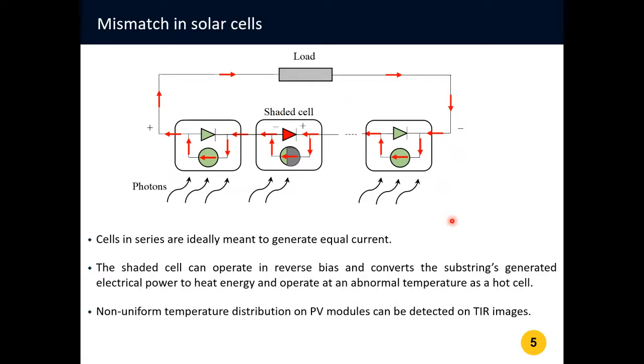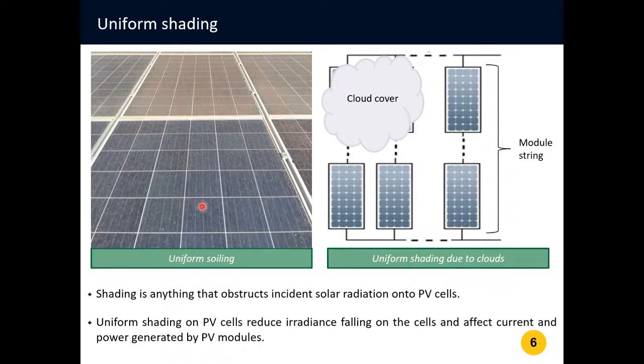Shading on PV cells is caused by any contaminants on the front cell of the PV module. So this picture is showing uniform shading due to soiling, while this one is showing that clouds can shade some modules in a string. And uniform shading reduces solar radiation falling on PV cells and affects power output as seen in the next slide.